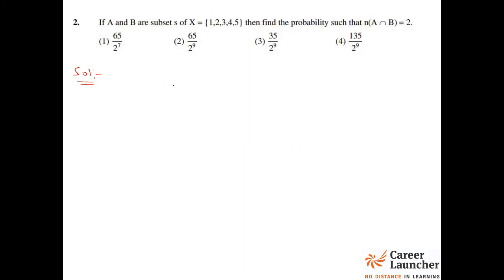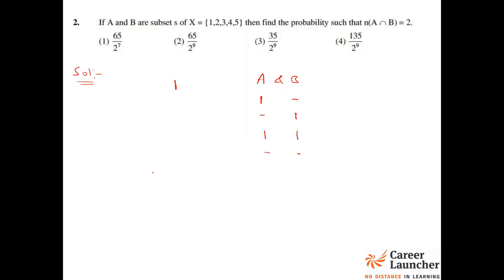Suppose we consider the element 1. Element 1 can be used in how many ways to form subsets A and B? Now, 1 may be present only in A but not in B. One may be present only in B but not in A. One may be present in both A and B. One may not be present in any of the two sets. So the element 1 can be used in 4 ways to form the two subsets A and B.